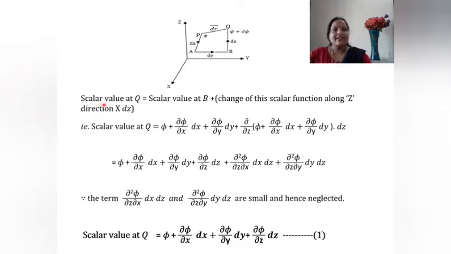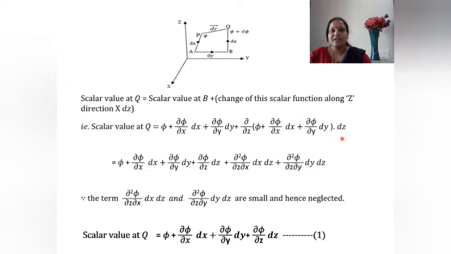Next, the scalar value at Q is equal to the scalar value at B plus the change of this scalar function along the z direction, that is, times dz. Therefore, the scalar value at Q is equal to φ plus ∂φ/∂x dx plus ∂φ/∂y dy, this is the scalar value at B, which we already calculated, plus ∂/∂z of (φ plus ∂φ/∂x dx plus ∂φ/∂y dy) into dz.